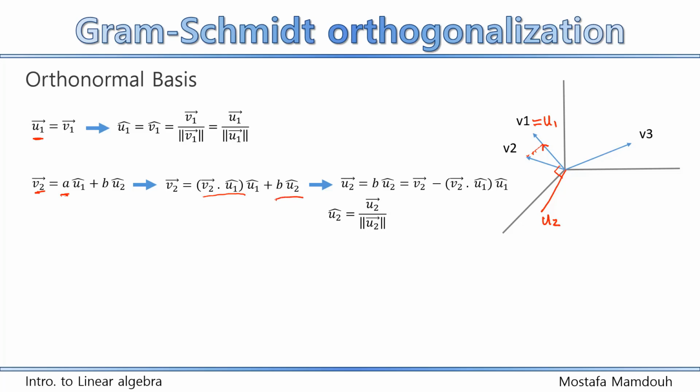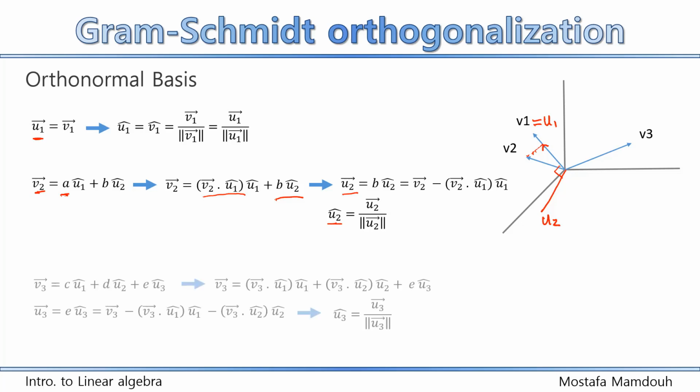Then again plus B u2. Then we can write this as u2 equal to the unit vector u2 times B, which is equal to v2 minus v2 dot product with the unit vector u1 in the direction of the unit vector u1. So by now we have u2, and to get the unit vector u2, the unit vector u2 is equal to the vector u2 over the norm of the vector u2. So till now we managed to get two orthogonal bases, u1 and u2, which are orthogonal, and at the same time they are unit vectors.